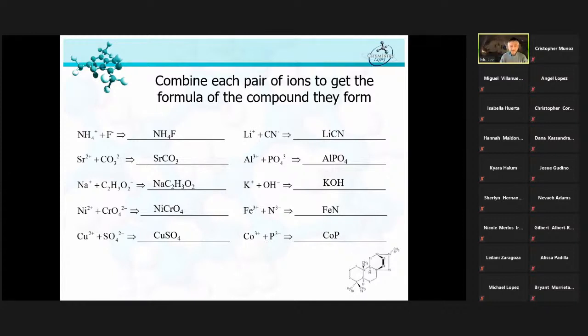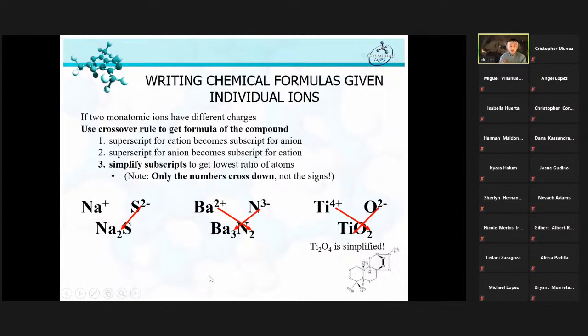However, what happens if the charges are different? Then you have to use a different method. Now remember, always write the cation first, anion second. Positive ion first, negative ion second. We use something called the crisscross method, or sometimes the crossover method. You take the superscript of the cation, and that becomes the subscript of the anion, and the superscript of the anion becomes the subscript of the cation.